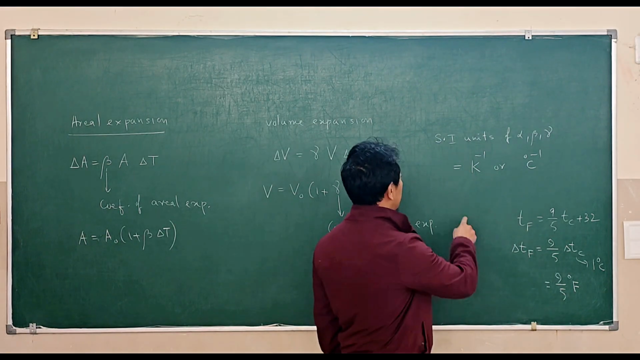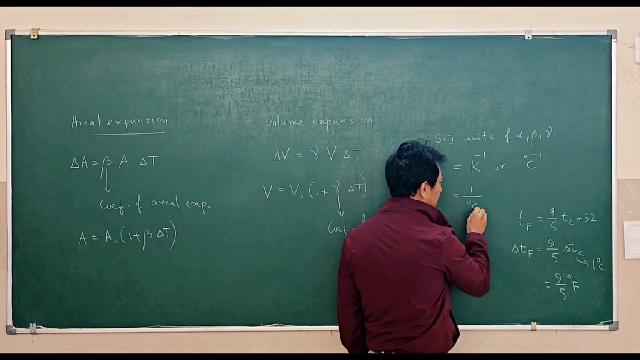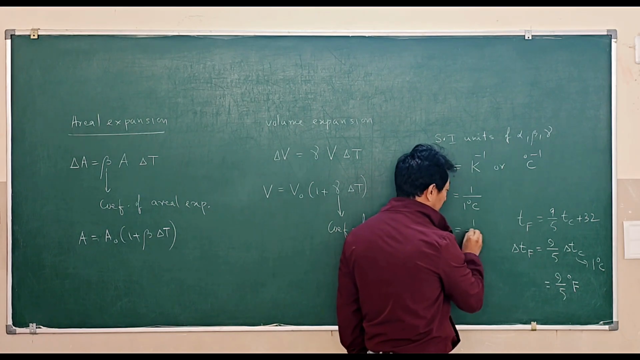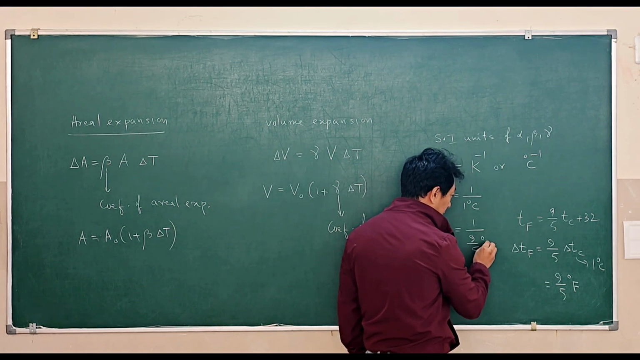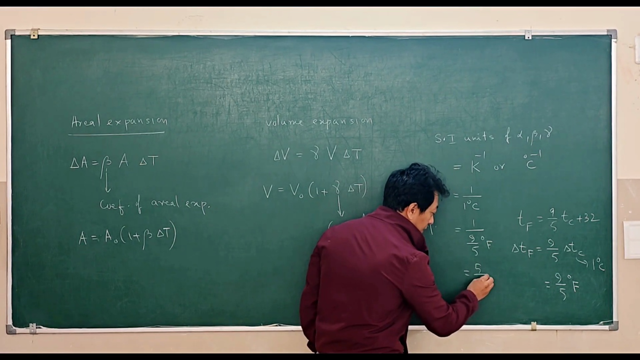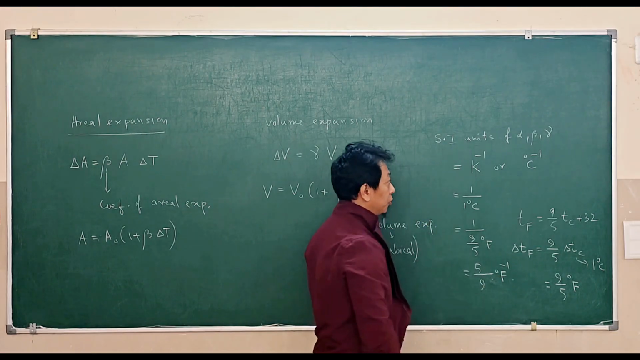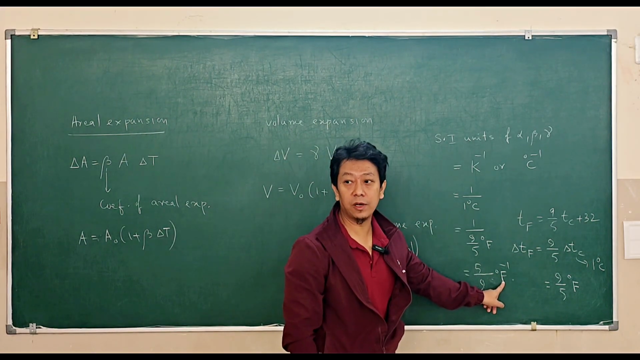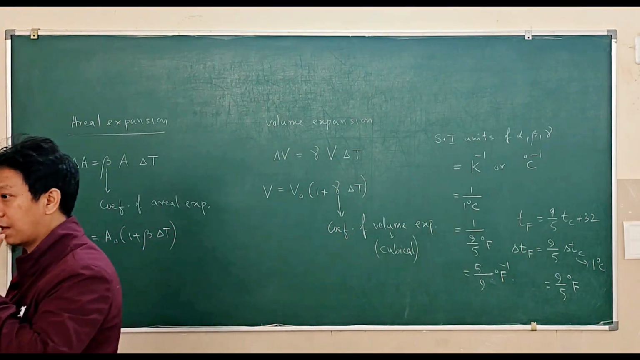So this is per degree Celsius means what? 1 by degree Celsius. So here 1 is there. So this will be how much? 1 by 9 by 5 degree Fahrenheit. 5 by 9 per degree Fahrenheit. So to convert per degree Celsius to per degree Fahrenheit, what will you do? Multiply with 5 by 9. That you remember. Sometimes they will ask.